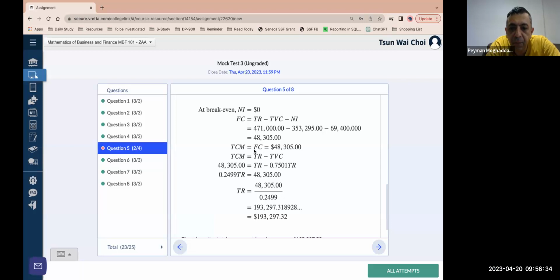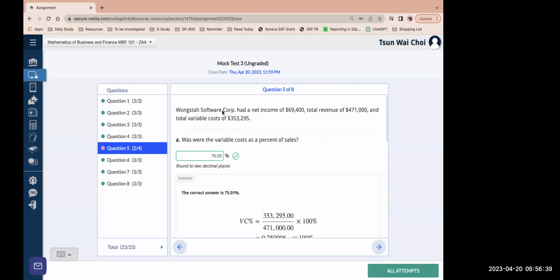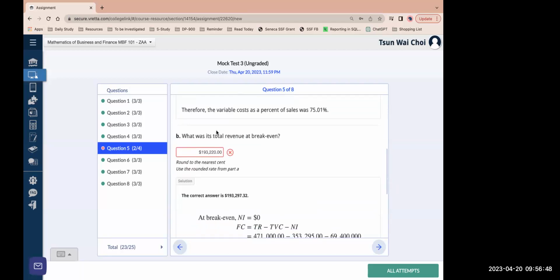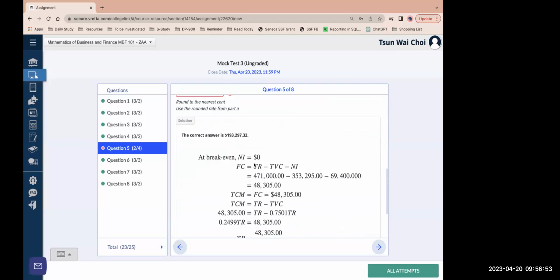The question here talks about the net income, the revenue, and the variable costs. I got the answer for the total revenue at break even. I understand the concept, but the only thing I don't understand is how we can make an equal sign between total contribution margin and the fixed cost. That is the only thing I cannot figure out.